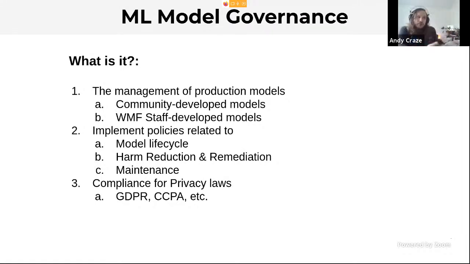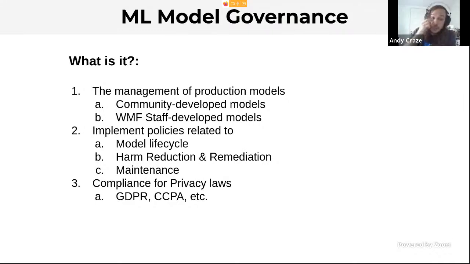Do models die? Do they become irrelevant? What does that look like? Also, we look at policies related to harm reduction, and if something is harmful or there is a bunch of bias, how can we remediate that? And also maintenance. This is something that comes up often: what happens if a legacy model has some serious issues? Is it worthwhile to fix? Should we make a new model? How do we handle that?